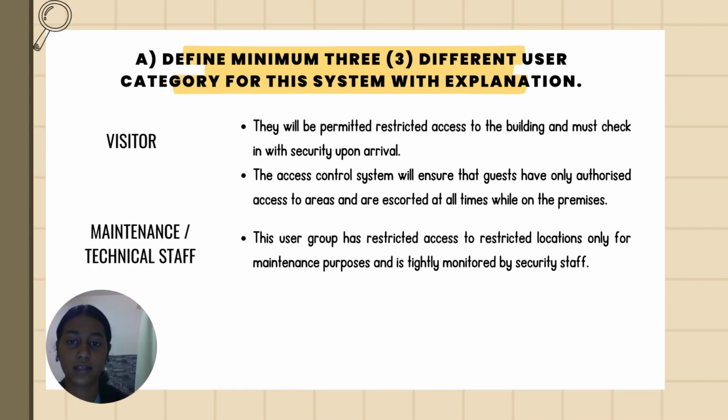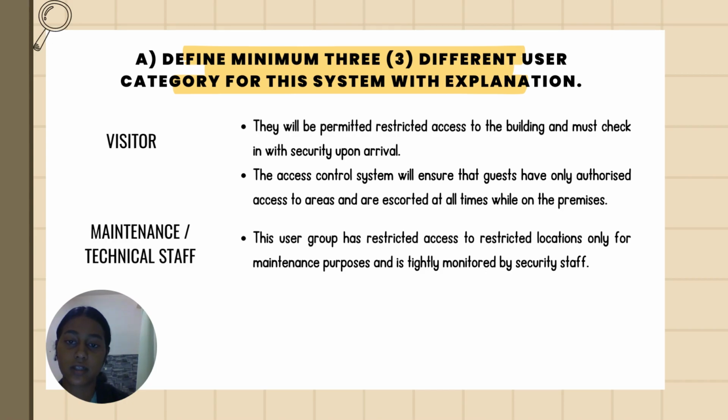So the third category is visitor. They will be permitted restricted access to the building and must check in with security at the open area. The access control system will ensure that guests have only authorized access to the area and are escorted at all times while they have permissions.